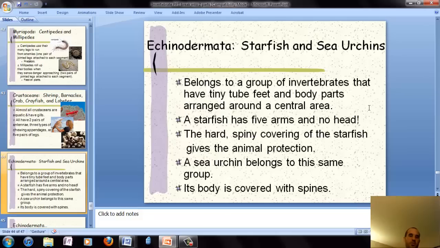Okay, so now we're on to our last group, our last phylum. So you're going to want to take notes again on this section. Specific examples of this group would be starfish and sea urchins. They belong to a group of invertebrates that have tiny tube feet and body parts arranged around a central area. Starfish have 5 arms. They don't have a head. Their mouth's at the center of their body. On top, they have the hard spiny covering that gives it protection. A sea urchin belongs to that same group and has a body covered with spines.